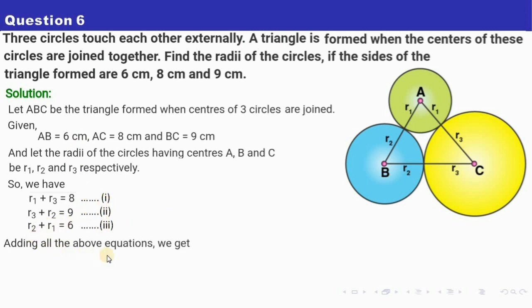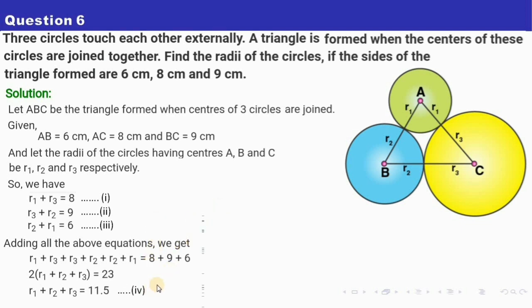Now if I add all of these equations, on the left hand side we have R1 plus R3 plus R3 plus R2 plus R2 plus R1, and on the right hand side we have 8 plus 9 plus 6. Here there are 2 R1, similarly 2 R3 and 2 R2. So when you add all of this, 2 is common, and taking the 2 to the denominator on the other side, R1 plus R2 plus R3 will be 11.5. Let me call this equation 4.